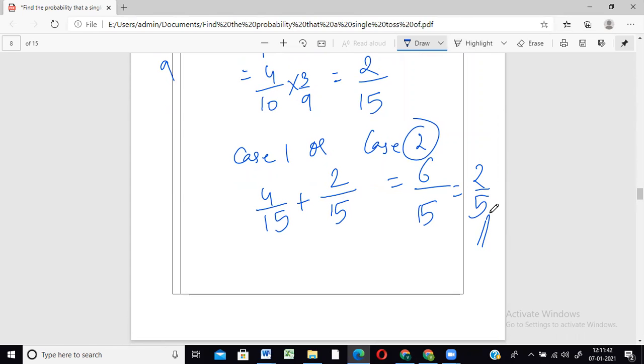It seems to be a little confusing, but it is very, very easy. You have plenty of sums in the miscellaneous exercise. You can try those, but it's very, very easy.